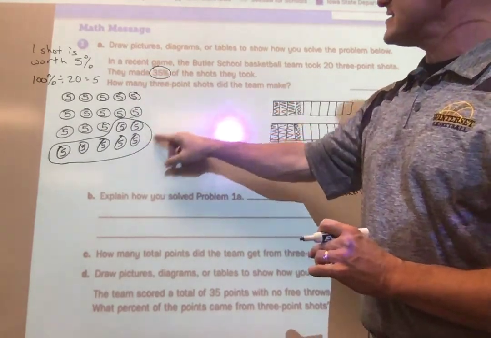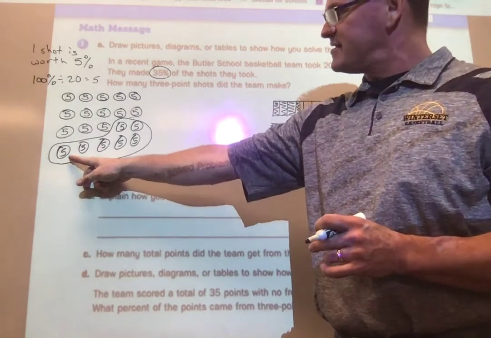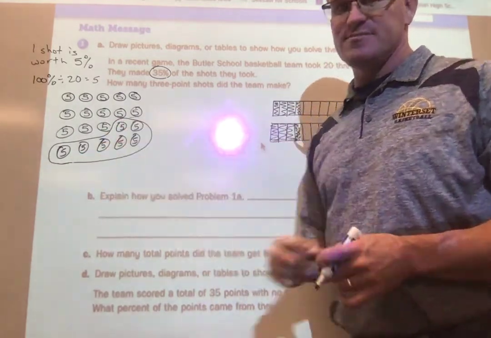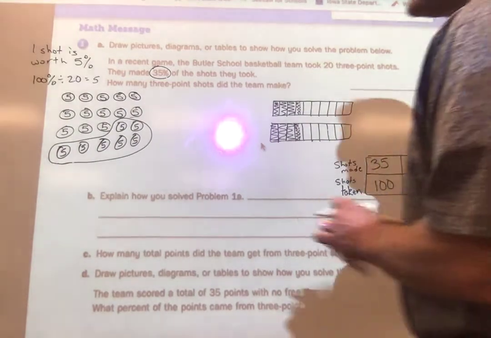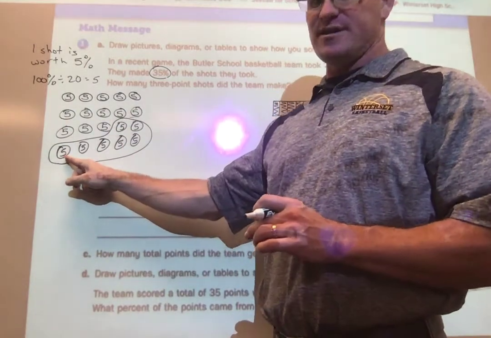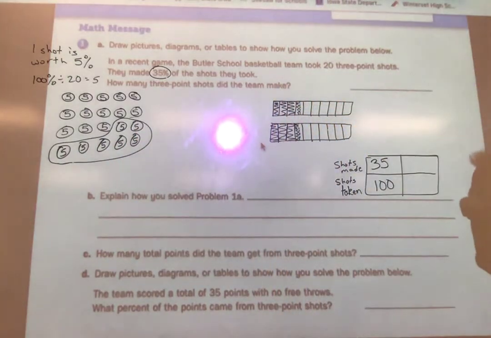There's 20 shots. They only made 35%. And every shot is worth 5%. So 5, 7 times is 35%. So I can say that they made 7 shots because I know every shot is worth 5%. So just keep going until I get to 35%. Okay. Another way to think about this.